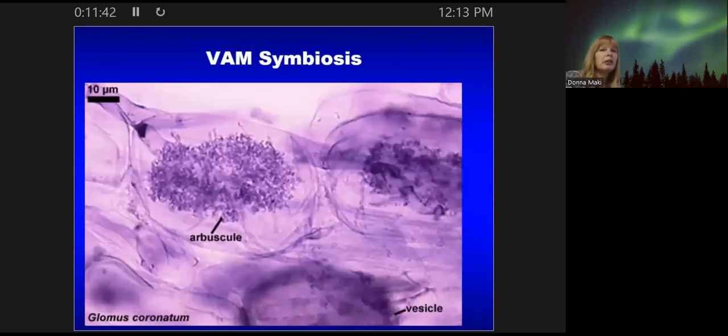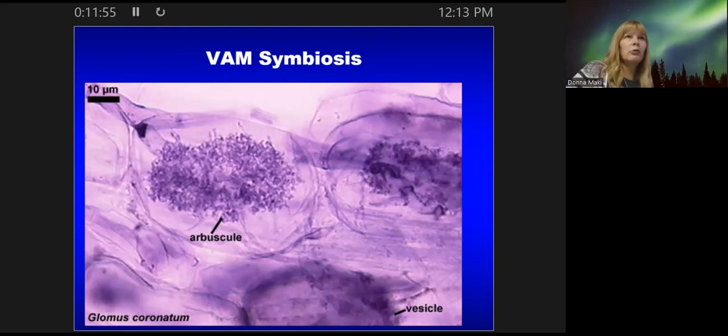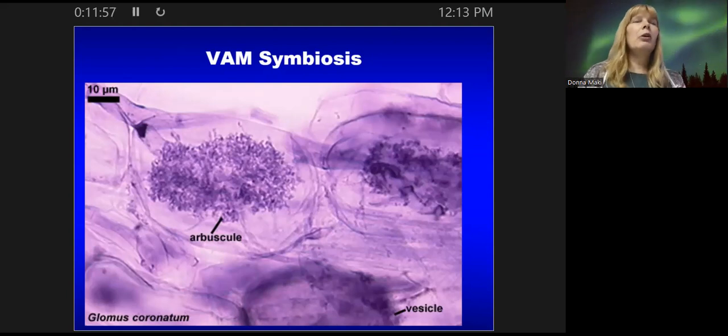Here's a close-up of another plant root where you're seeing the arbuscules and vesicles. So again, it's very easy to think that it's floating around in the cytoplasm just by these images. And again, that's why I'm really emphasizing, no, they don't float around in the cytoplasm. They are always surrounded by a plant-derived membrane.